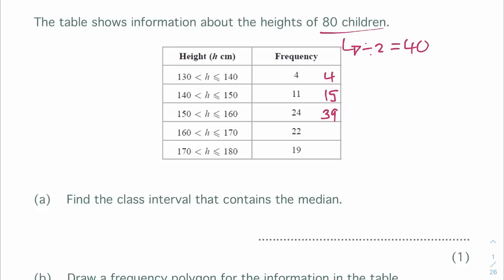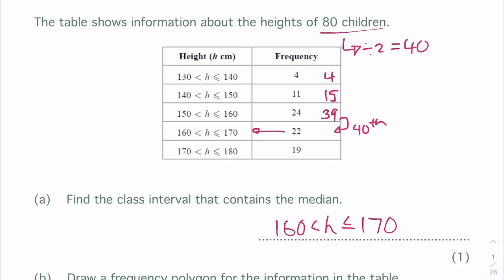And then you can see that that 40th person is going to be in this class just here. So that's where the 40th will be, and that's therefore where our median will lie. So the class that our median lies in is this one just here, and that is from 160 to 170. So there is working out the median class.